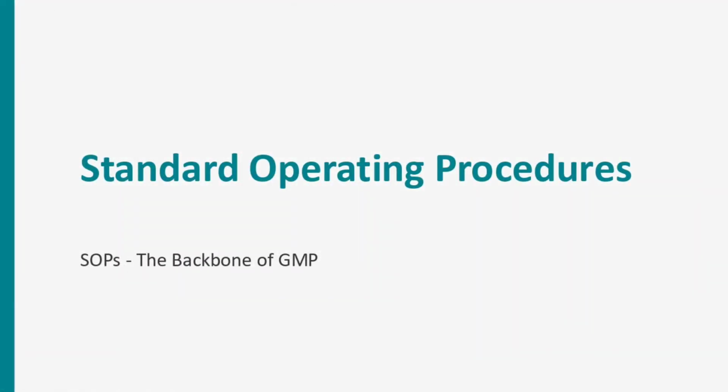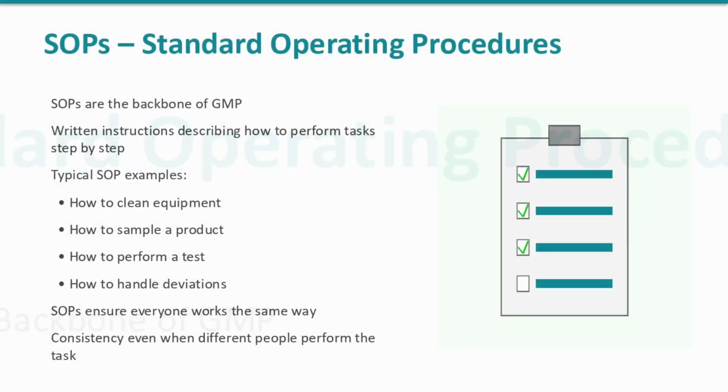Standard operating procedures, or SOPs, are the backbone of GMP. An SOP is a written instruction that describes how a specific task must be performed, step by step. SOPs exist for almost everything, such as cleaning equipment, sampling raw materials, performing tests, handling deviations, or releasing products. SOPs make sure that everyone works in the same way, even if different people perform the task on different days. This ensures consistency and reproducibility.